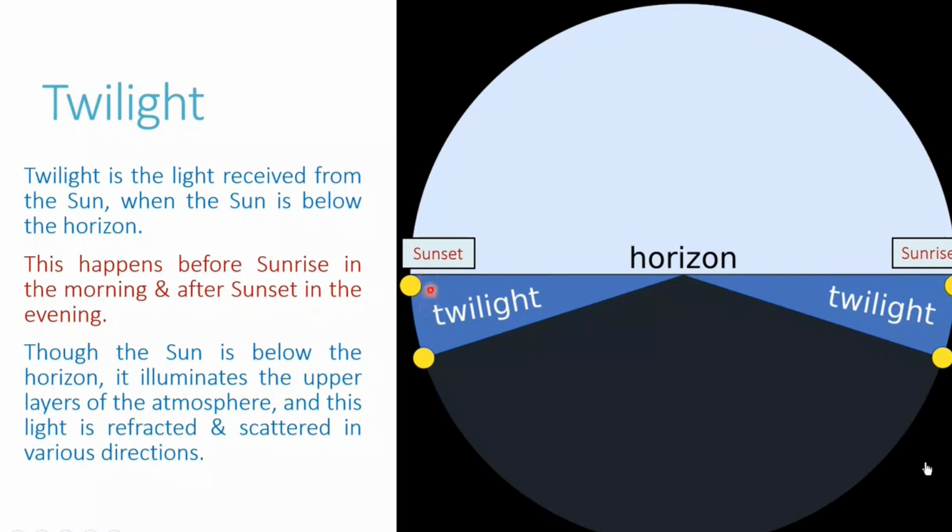Now, even though the sun is below our horizon, it still illuminates the upper layers of the atmosphere. This happens because of the refraction and scattering principle. The light undergoes refraction in the atmosphere and it gets scattered in various directions, because of which we are able to see the light even after the sun has set or the sun has gone below our horizon.